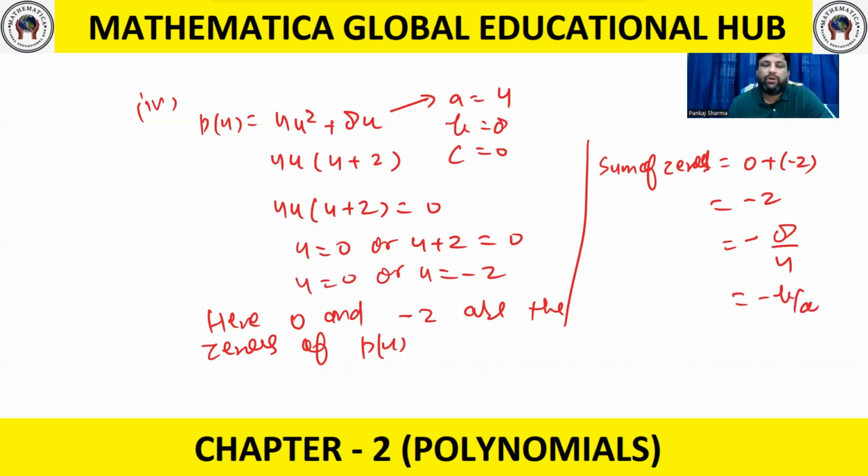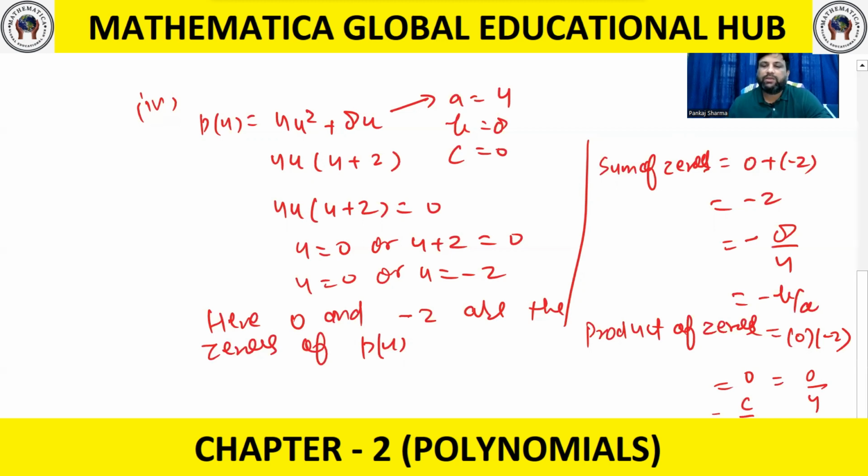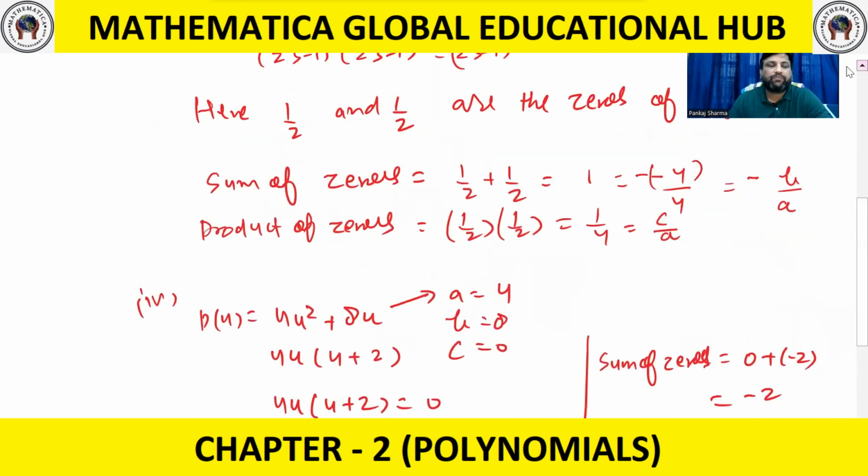Everybody knows the sum of zeros of a quadratic polynomial is −b/a, and the product of zeros is c/a. This relationship we are trying to verify. So here 0 into −2, please multiply, so it will be 0. And if I put c as 0 and a as 4, 0/4 is also 0. So we can say the product of zeros is c/a. Now we can see the next question.